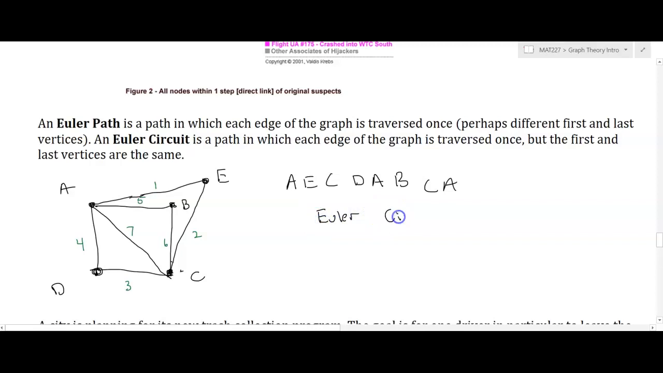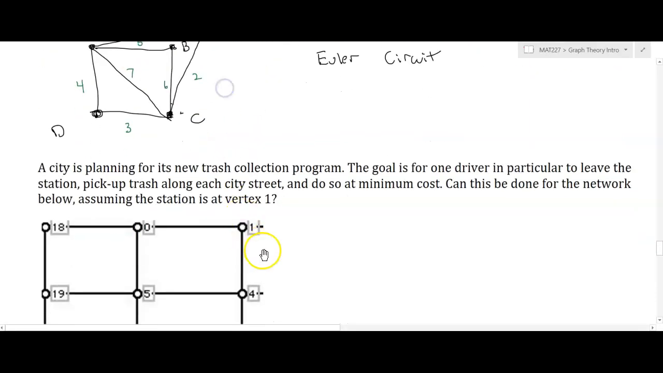And this graph has an Euler circuit. And there's more than one. Of course, we could have gone the opposite way. We could have gone backwards, A, C, B, A, D, C, E, A. And you can find other ones where you go A to B to C to A to D to C to E back to A. And that would be an Euler circuit as well. So these are very useful.